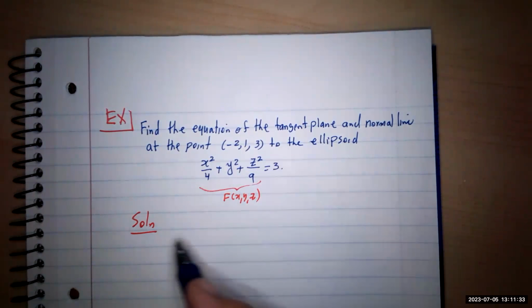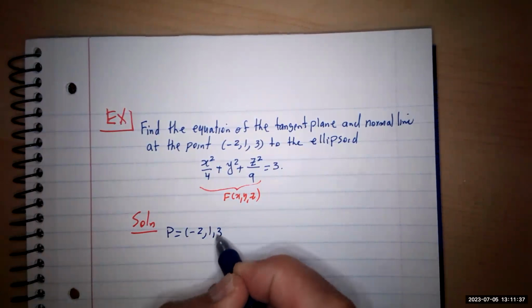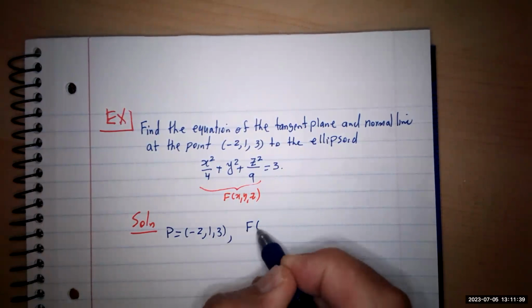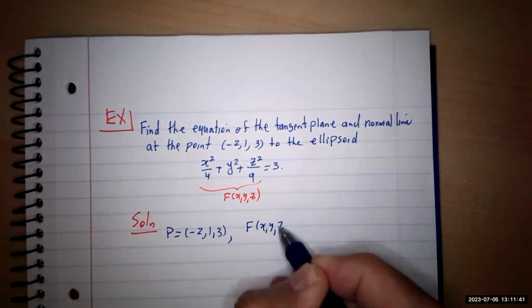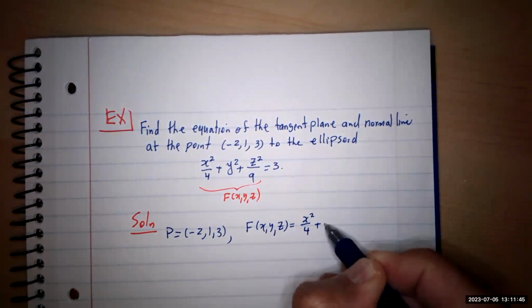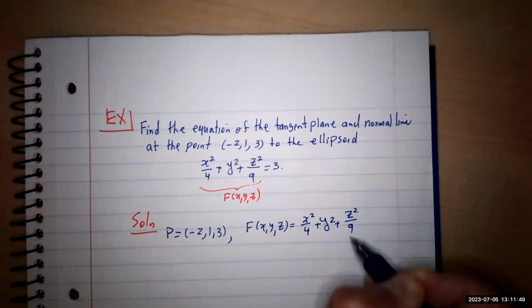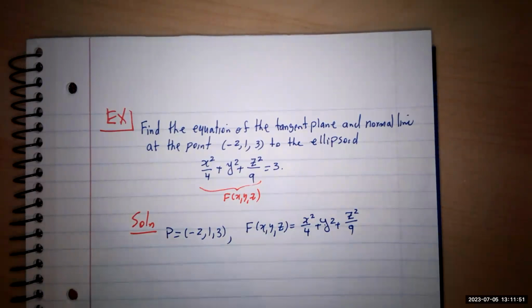remember, you identify the point that you have. So this is going to be the point, and you identify your function f of x, y, z is equal to x squared over 4 plus y squared plus z squared over 9. Again, you can bring the -3 or not, because we differentiate it, it doesn't matter. So go for it. You know that.